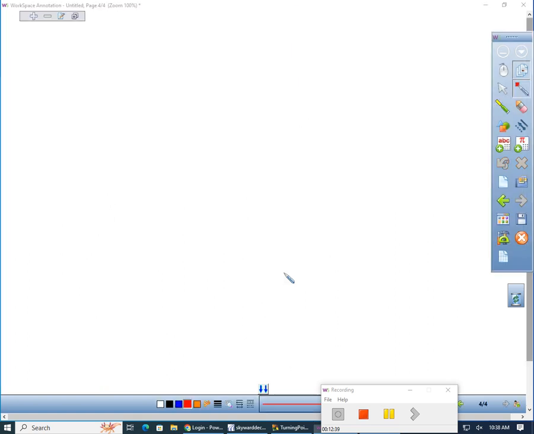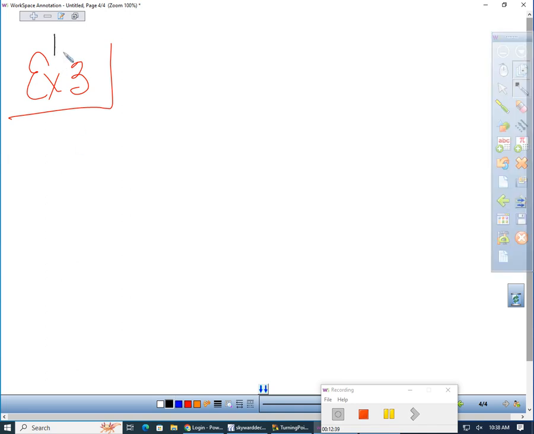Example number 3. Better get out of that color. Example number 3 has to do with plugging values in. So this is going to 16 through 20, kind of, sort of.